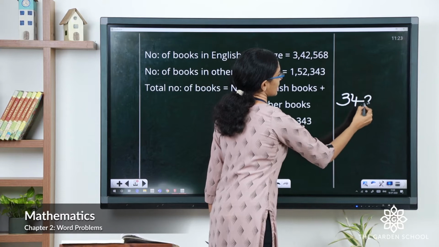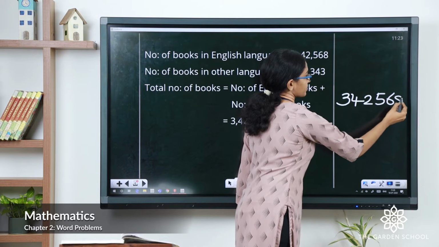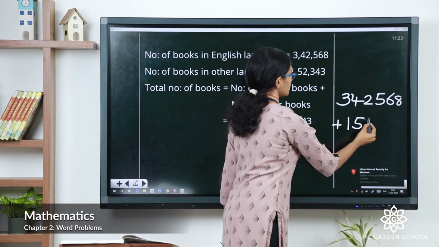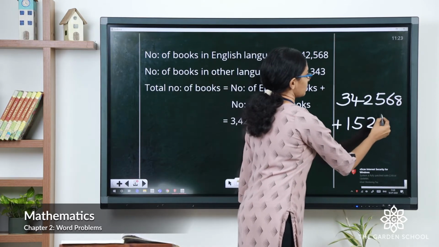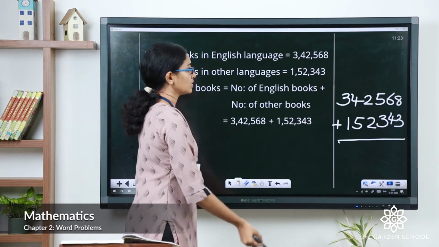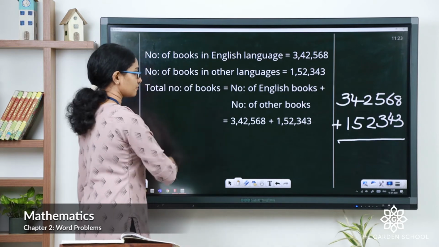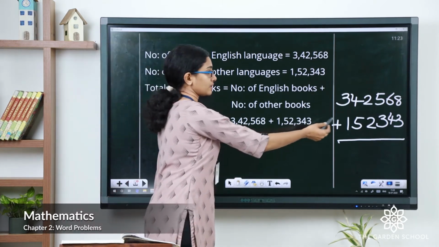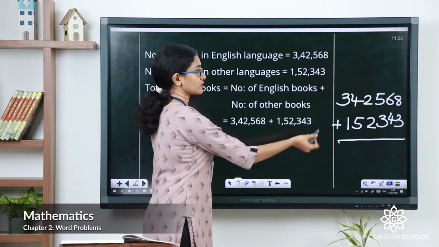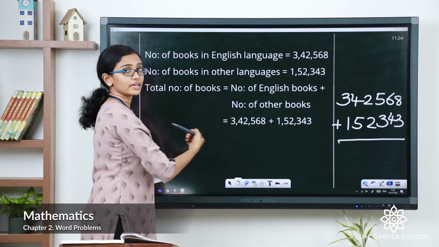Now, let's add up these numbers to find the total number of books. So let's write 3,42,568 plus 1,52,343. Now, you see where I'm doing the calculation. In your notebook, you have a left margin and a right margin. The right margin is the broader one, that is your working column. You can do your calculations in your working column and write the final answer where you write the steps.